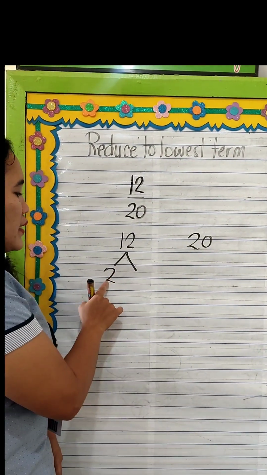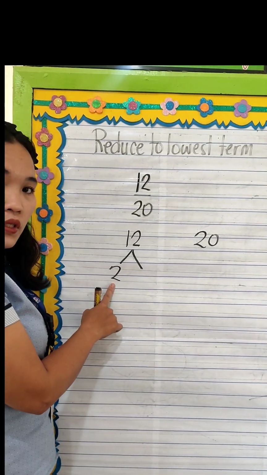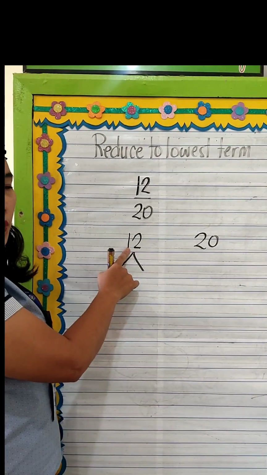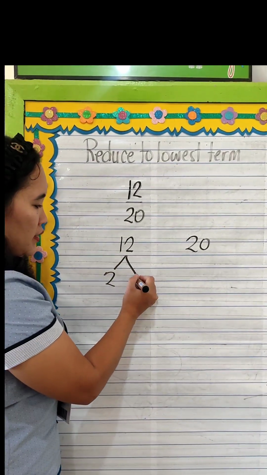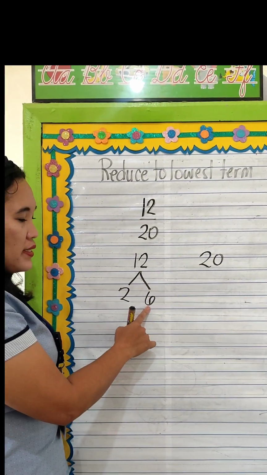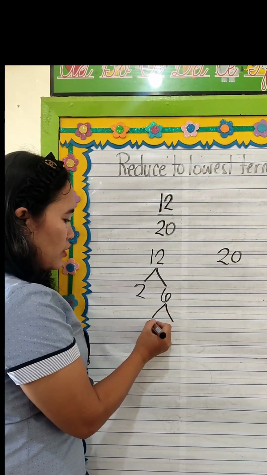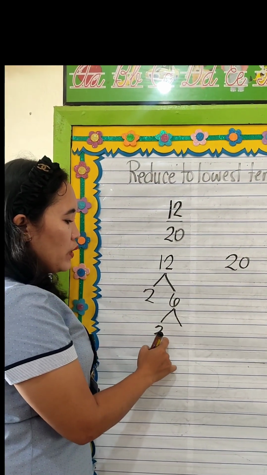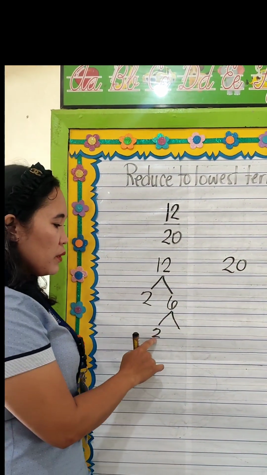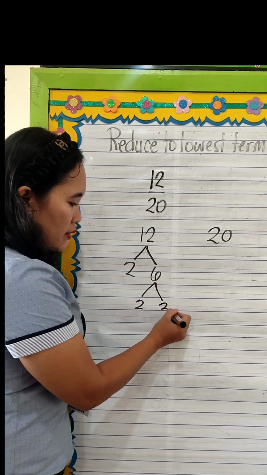What's the number that we should multiply to 2 that will result to 12? And that's 6, right? Because 2 times 6 equals 12. Now, 6 can also be factored out by 2. So, again, let's start with 2. And then, we need to look for a number that could be multiplied to 2 and become 6. And the number is 3.